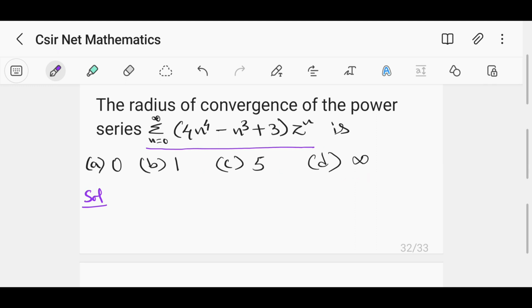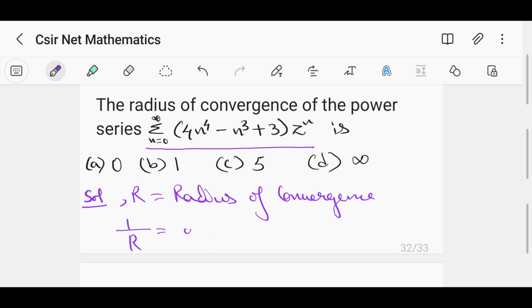So what's the formula for radius of convergence? How do we find the radius of convergence? We take the reciprocal of the radius of convergence and write it as 1/R equals the limit as n tends to infinity of modulus of a_(n+1) by a_n. So finding the result of 1/R and then taking the reciprocal, we get back R.